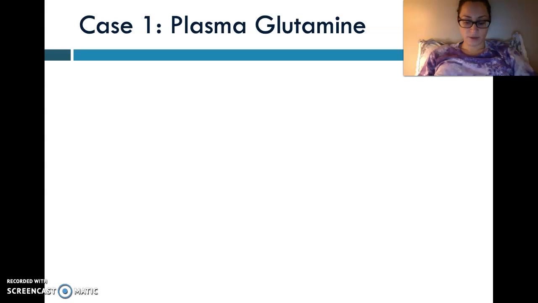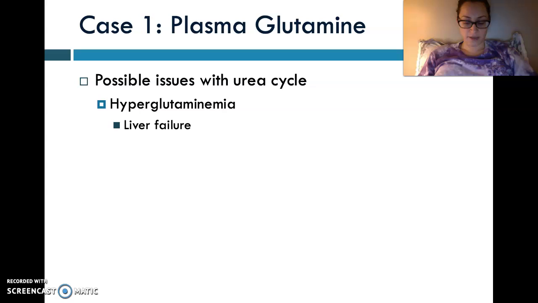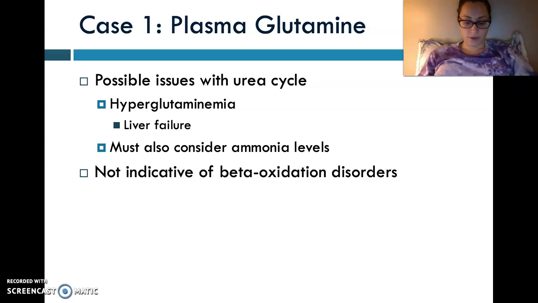Though plasma glutamine levels can determine if there is a defect in the urea cycle, they can also be helpful in assessing acute and chronic liver failure. Furthermore, an elevated plasma glutamine level can be a sign of a urea cycle disorder, but blood ammonia levels must also be taken into account for proper diagnosis. Therefore, this answer is incorrect.